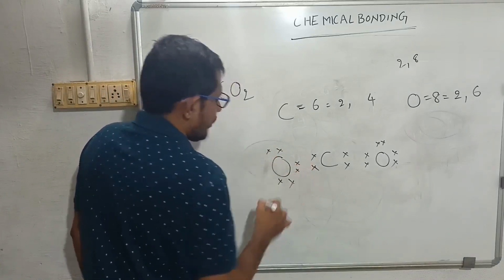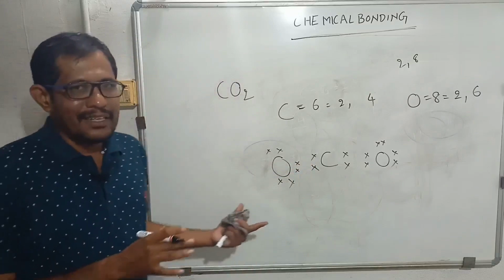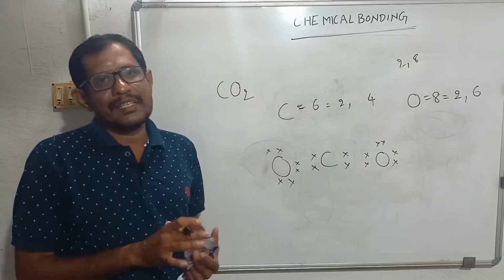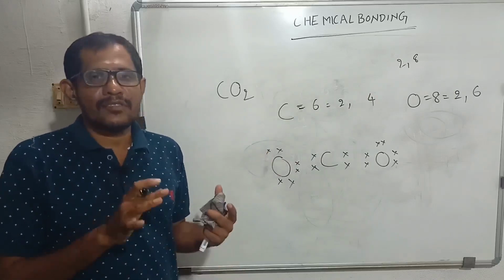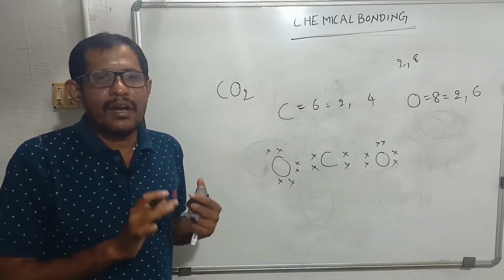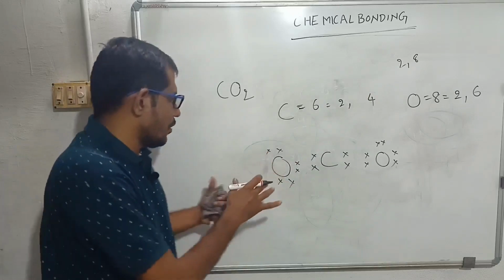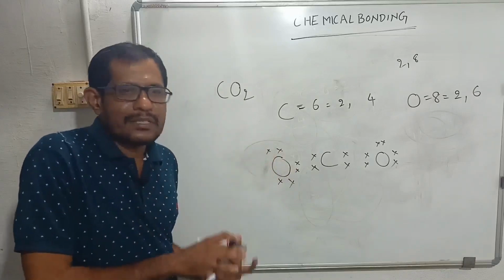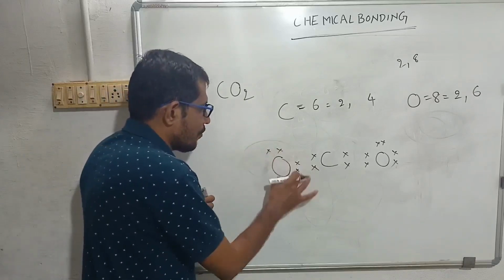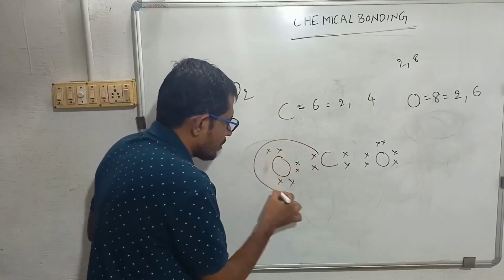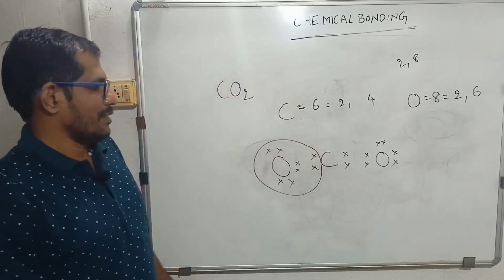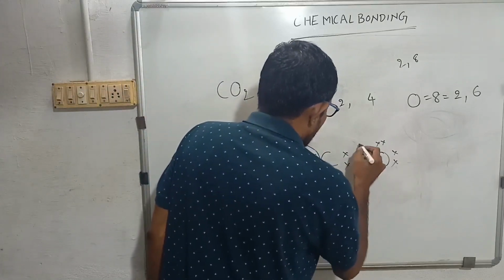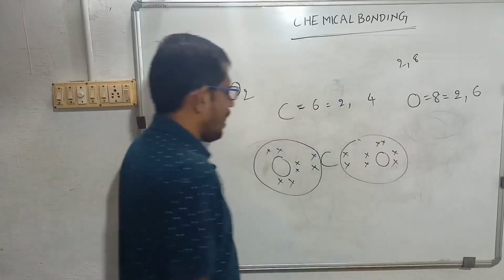Now we need to draw the circle so that each element is going to get 8 electrons. That is also called the octet rule. That is more stable. So first I am going to draw the circle which covers 8 electrons: 1, 2, 3, 4, 5, 6, 7, 8. I am going to draw the circle like this. This is the first one, right? For this oxygen also the circle will come: 1, 2, 3, 4, 5, 6, 7, 8.